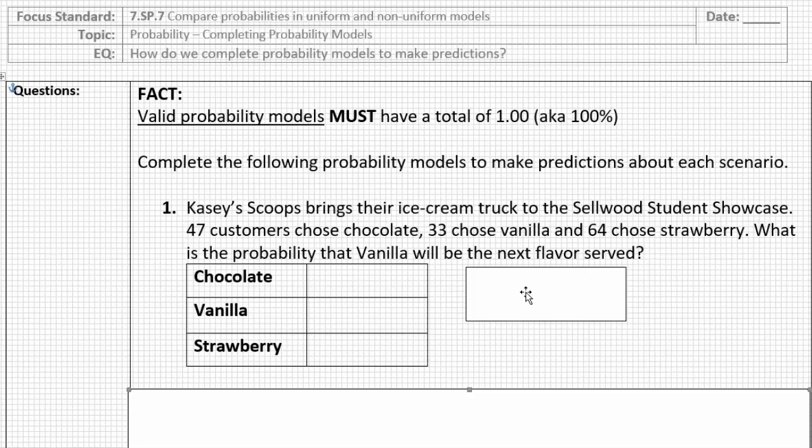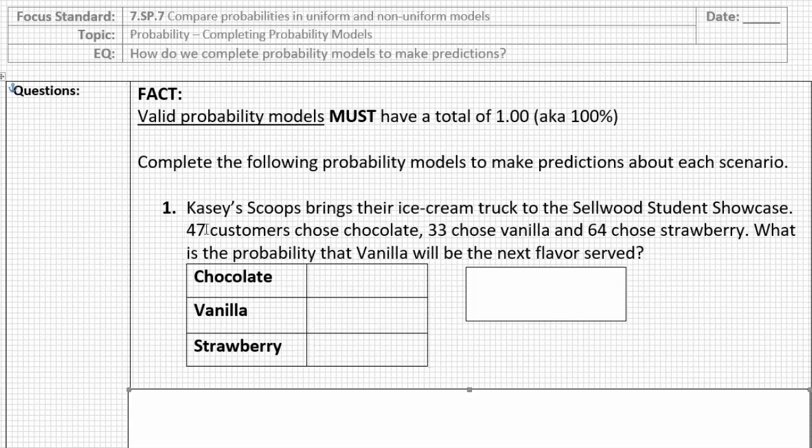Okay. So we want to complete this model. Model in this case is a table showing all of our data. And if we're talking about probabilities, we want to think about what are the different forms we can write probabilities. So thinking back to our very first video lesson of this unit, that would be fractions, decimals, or percents. Well, if we want to do that, what else do we need to know? We need to know the total number of customers.